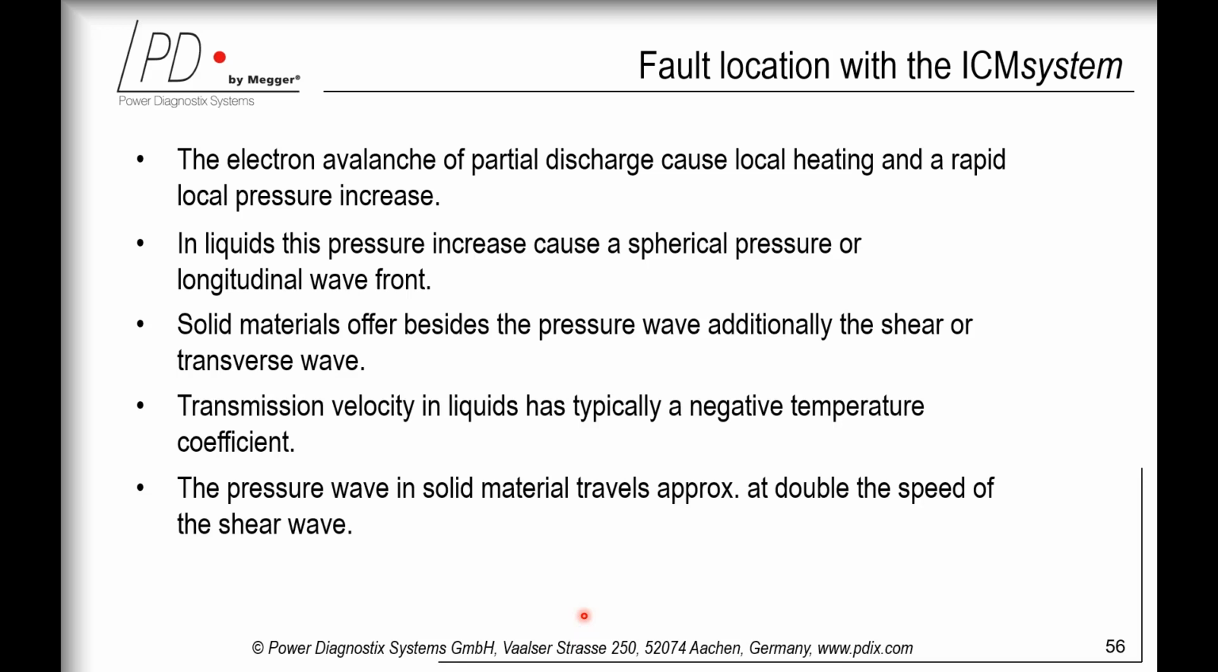Last but not least, the pressure wave in solid materials travels with approximately double the speed of the shear wave. For steel, the shear wave is usually in a region of 3000 meters per second, while the pressure wave travels with roughly 6000 meters per second.